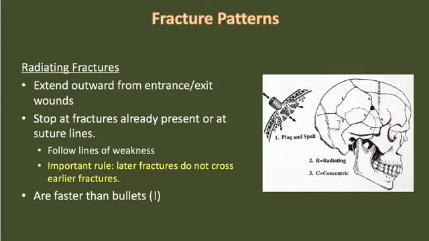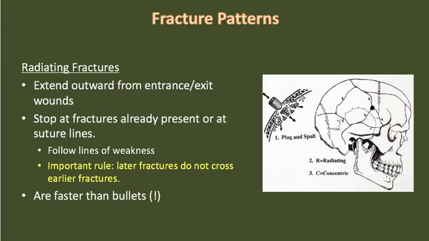Now, a couple of things to note about radiating fractures. As it says here, they stop at fractures already present or at suture lines. So, as it says in the yellow text there, the later fractures do not cross the earlier fractures. So if you have multiple gunshot wounds to the head, that's something you can use to figure out which was the first bullet wound. Because as I said before, the fractures created from the second wound will not cross those created by the first.